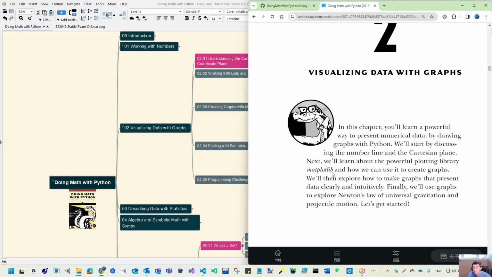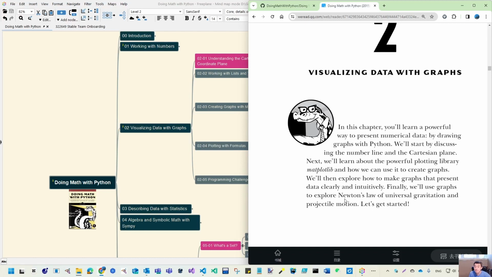Plotting is like drawing. After that, we will explore how to make graphs that present the data clearly and intuitively. Intuitively is important. You need to make it easier for the user to understand the concept, the idea, or the information you want to show from the graph or diagram. Otherwise, you just draw some diagram without any meaning. That will be useless. And finally, last but not least, we will use graphs to explore Newton's law.